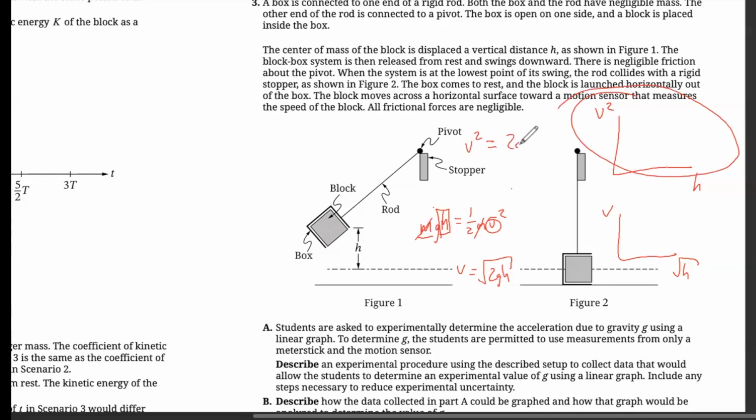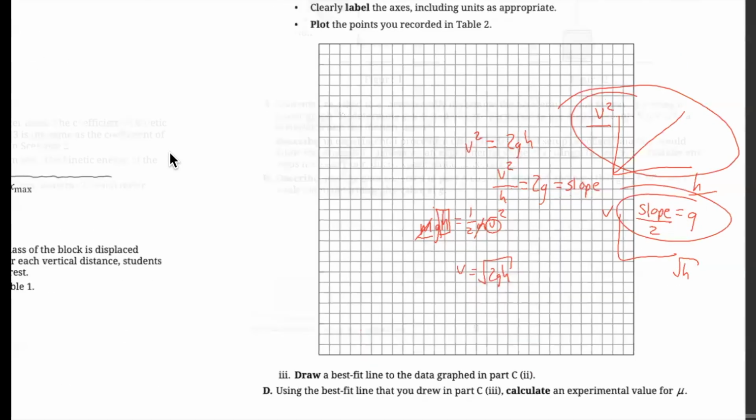v squared is equal to 2gh. That tells you that v squared over h is equal to 2g, which has to be your slope because that's rise over run. So plot v squared and h, and then find the slope, and then divide that slope by 2 to get g. There's part B done. All right, really quick.